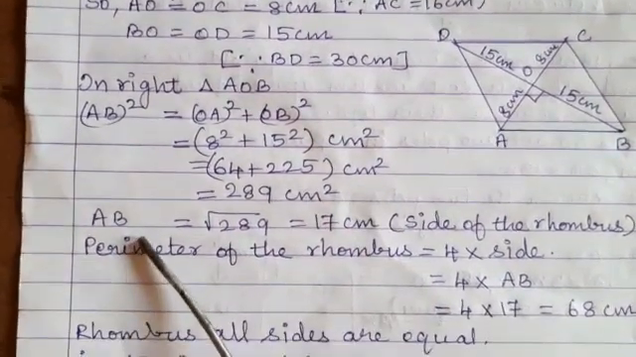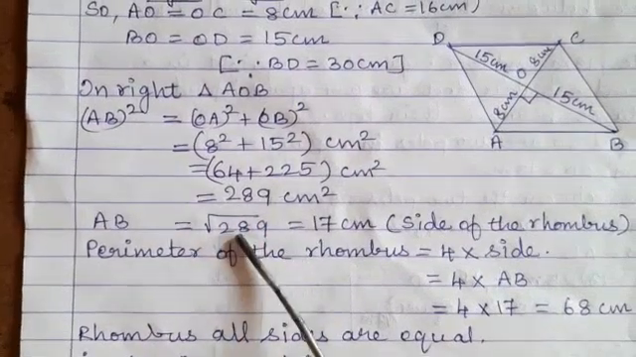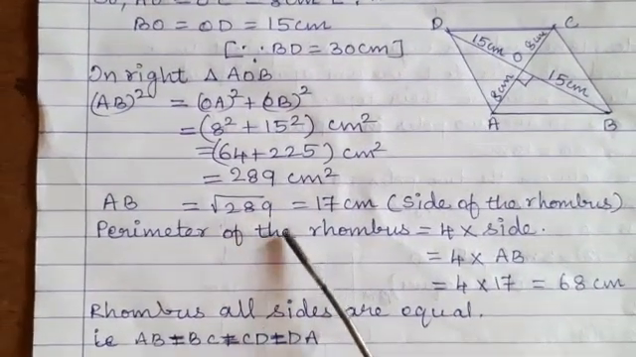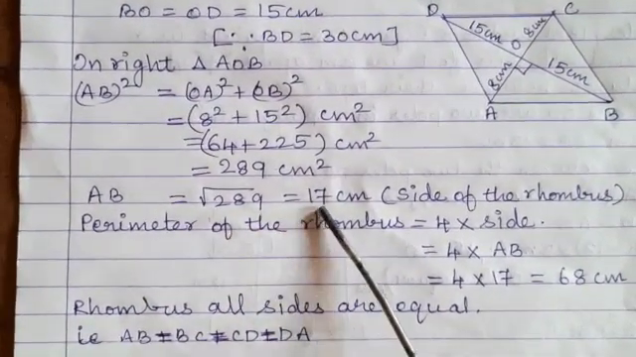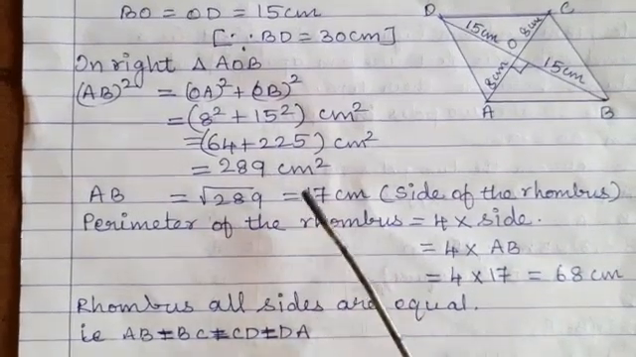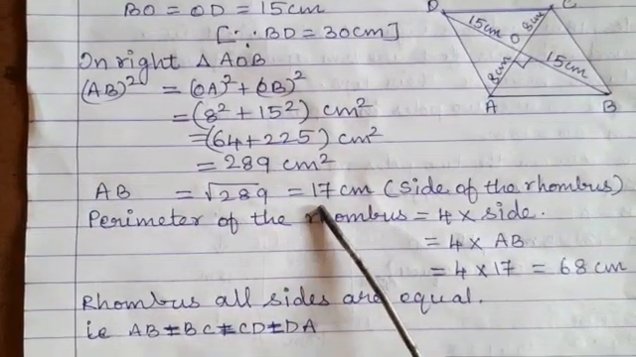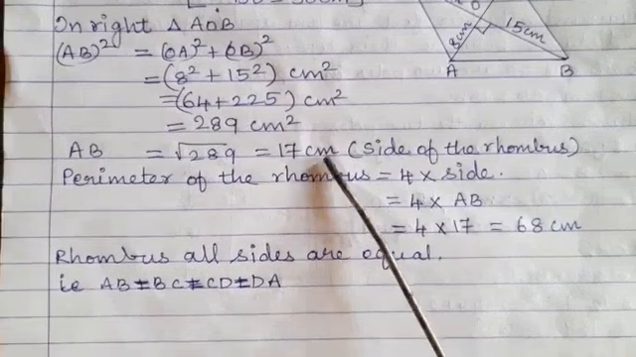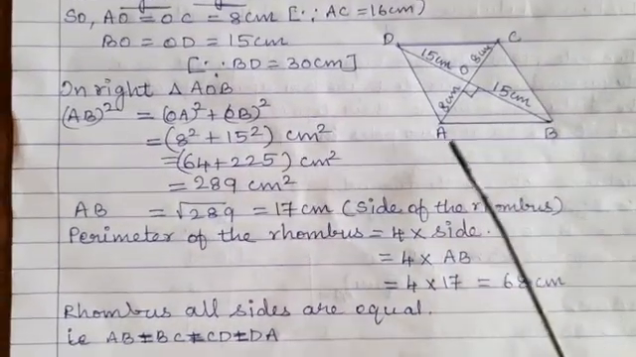So AB equal to, again you have to find the square root of 289. Prime factorization you can do, that is 17 into 17. Out of 17 you will take one outside, that is 17 centimeter. That is the side of the rhombus AB.